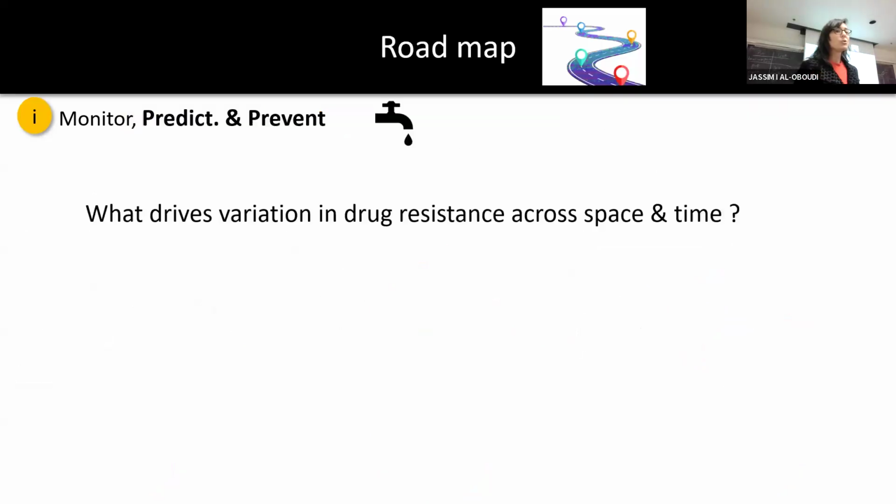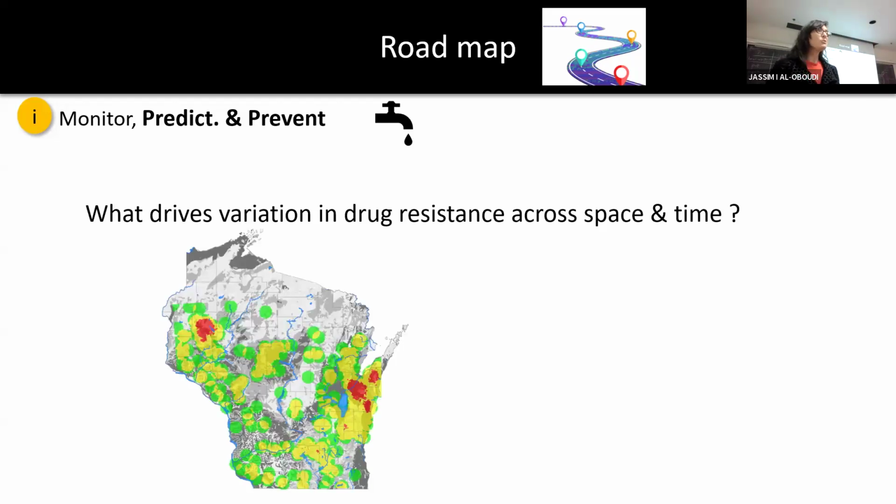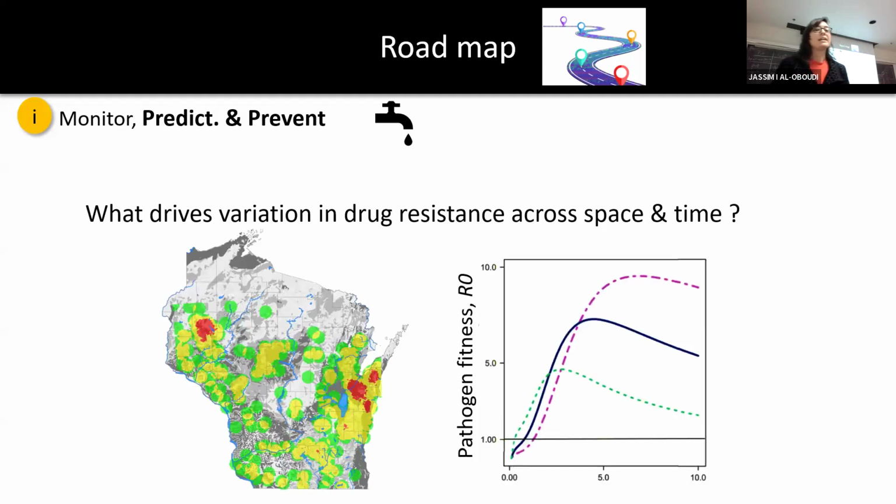So today I'll tell you about a couple of projects where we're trying to use this more quantitative approach to understand what drives variation in drug resistance across space and time, right? Again, we're talking about the environmental players, all of the dynamics in that system, ecological players driving evolutionary outcomes. And so I'll tell you about that with a case study of E. coli across the state of Wisconsin, and then how we're trying to understand that spatio-temporal variation using some modeling approaches.